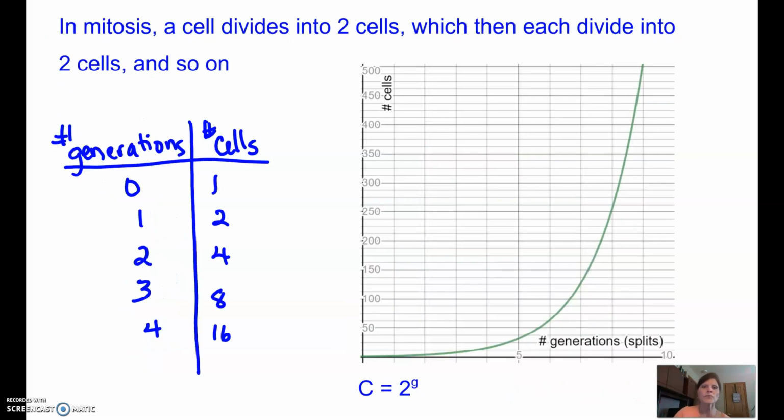One more. In mitosis, which I'm sure you studied in biology, we learned that a cell divides into two identical cells, and then those two cells divide into two cells, and then they keep dividing likewise. So I'm going to start with generation 0, 1 cell. 1 generation or split, I'm up to 2 cells. Those 2 cells in the second generation become 4 cells. By the third generation, I'm up to 8 cells, and we just keep going like that.